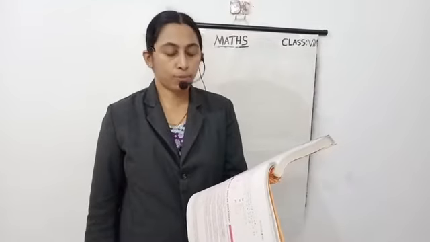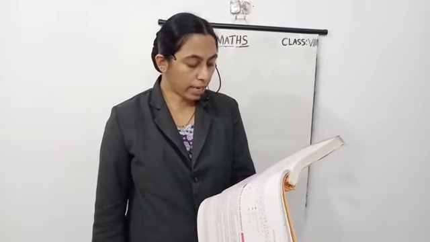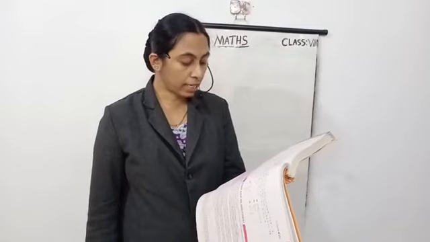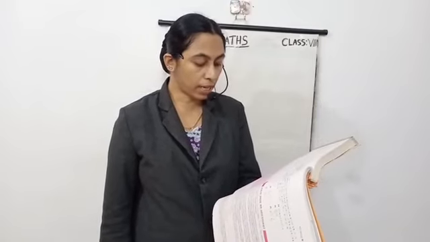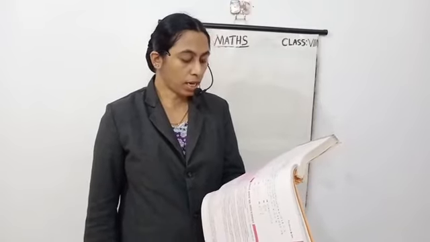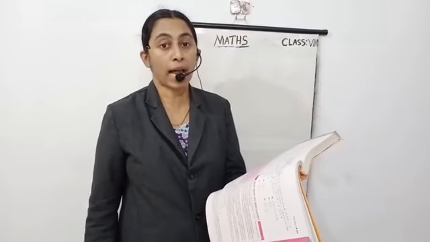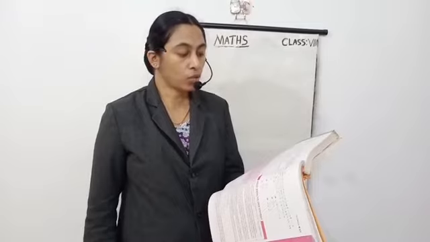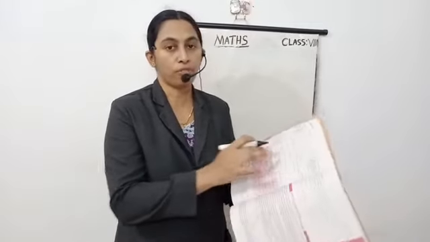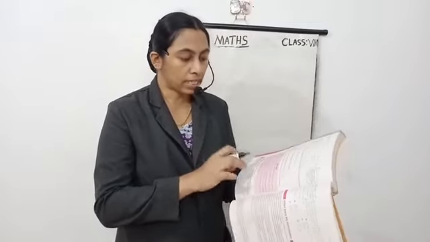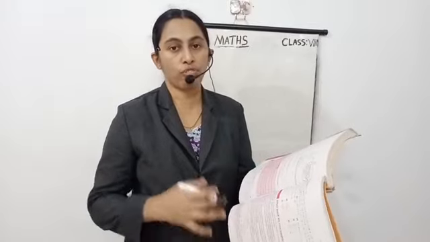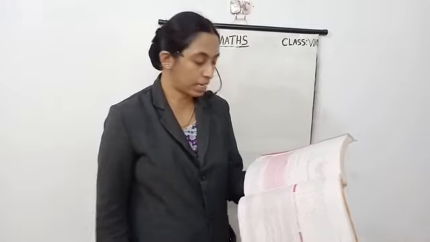Now exercise 14.4. Find and correct the errors in the following mathematical statements. Here wrong statements are given. We need to correct the errors. Okay, so use these 6 types of errors. Any one error comes in these questions, so find which is the error and correct the error.